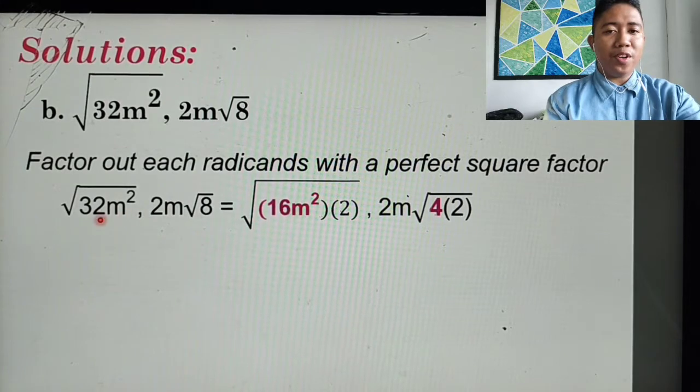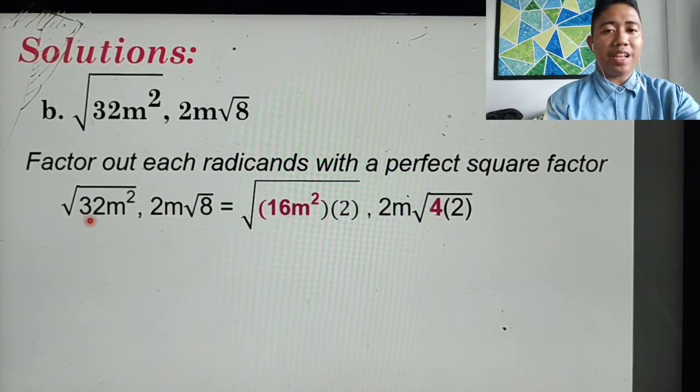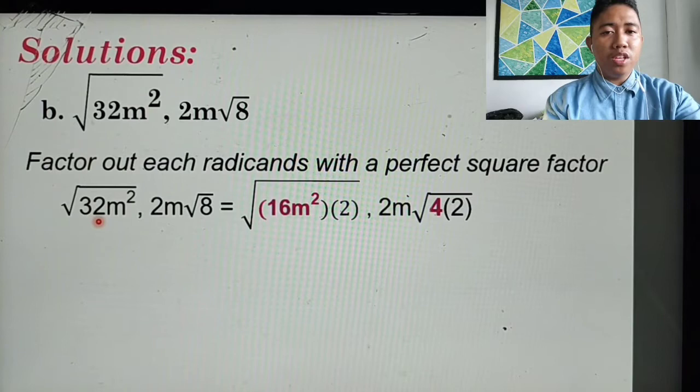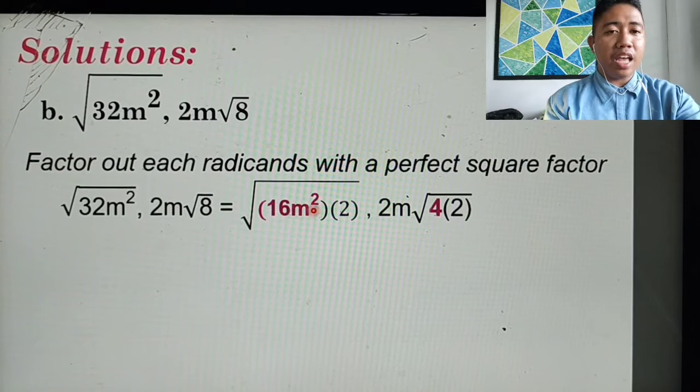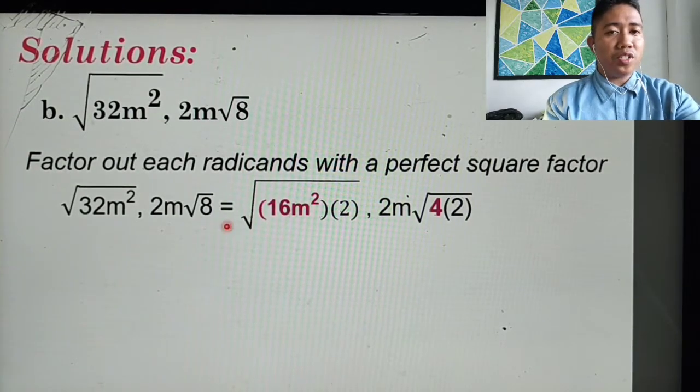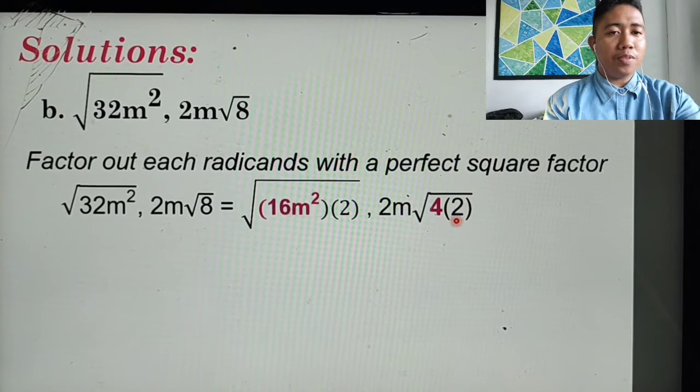First, we factor the numerical coefficient, which is 32. It becomes 16 and 2. And the literal coefficient, m squared, is also a perfect square. So 16m squared is a perfect square monomial factor. And of course, from 2m times the square root of 8, we factor out the square root of 8. It becomes 4 times 2. So at least we have a perfect square factor, which is 4.